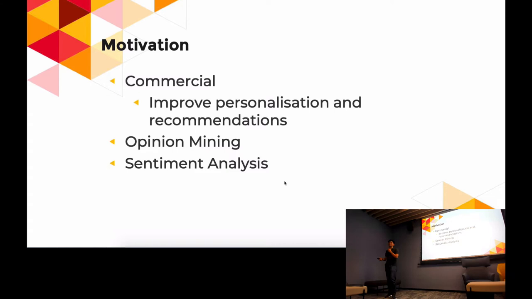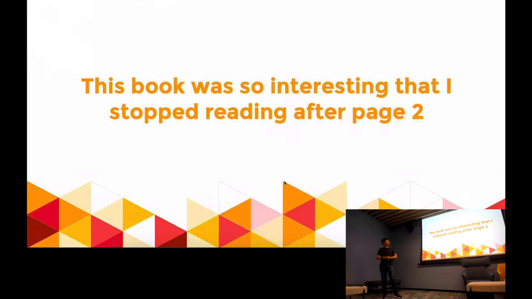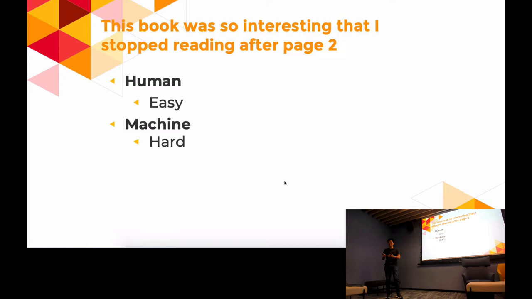So for example, given this sentence: this book was so interesting that I stopped reading it after page 2. Is this sarcasm? Does the book have more than 2 pages? Exactly, that's the question. We are unsure. To us, we may think that yes, it's easy because we know the context. Maybe there are 100 pages, but I stopped reading after the second page. But for the machine, we may not know.